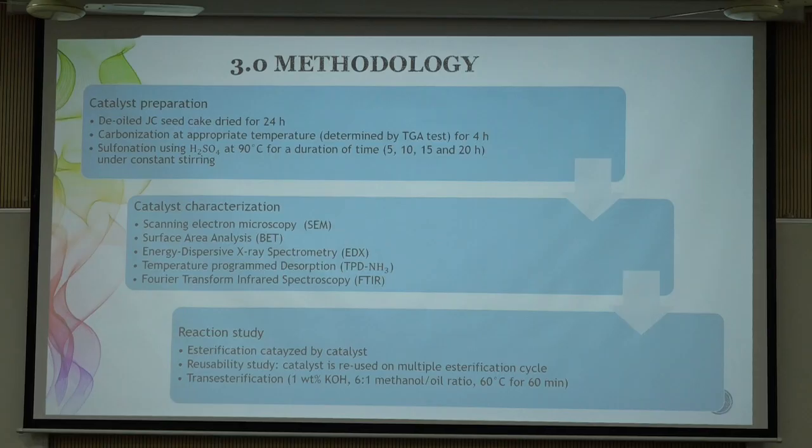So this is the methodology. For the first step, we just dry it for 24 hours. Then we do the carbonization at the appropriate temperature determined by the TGA for 4 hours. Then we sulfonate it with sulfuric acid at 90 degrees for a duration of 5 to 20 hours under constant stirring conditions. Then after we prepare the catalyst, we need to do a series of characterizations.